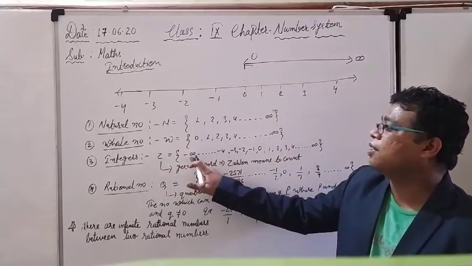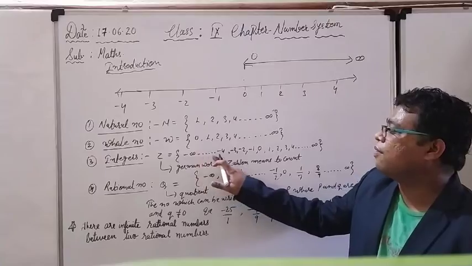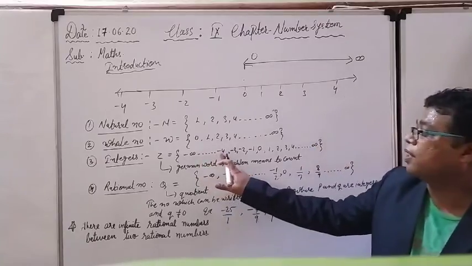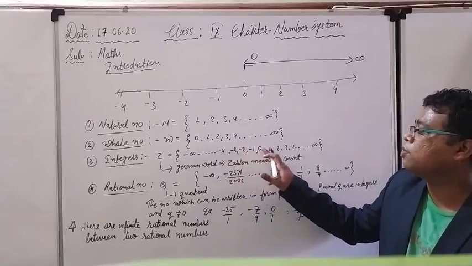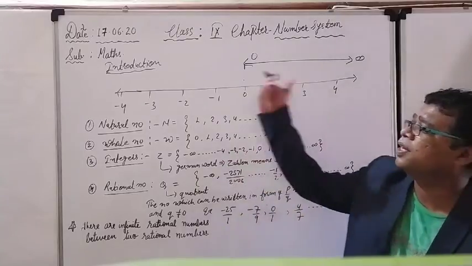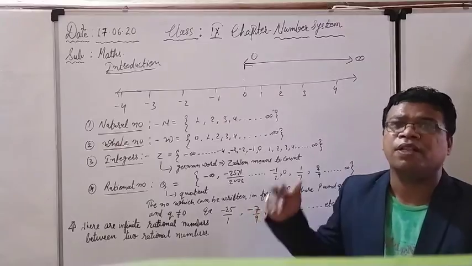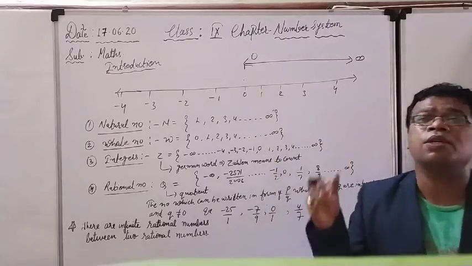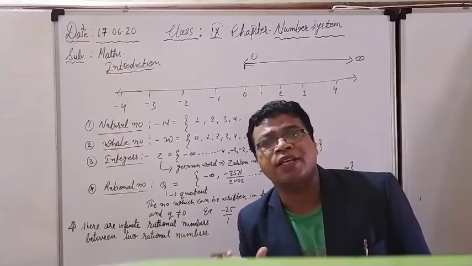Integers start from minus infinity, then all the negative whole numbers, -4, -3, -2, -1, 0, 1, 2, 3, 4. All the negative numbers which are not in the form of a fraction, and all the positive numbers including 0, all come under the integers.